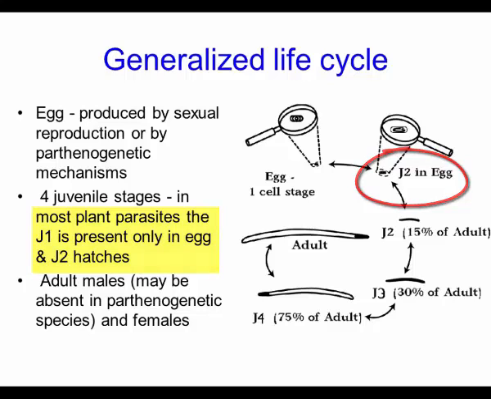In general, a J2 and a J3, the next juvenile stage, and a J4 differ from the adults only in size and the development of the sexual structures. Mature adults obviously have mature developed sexual structures where they're just primordia in the juvenile stages. And they vary in size. J2 may be like 15% of the adult, J3 30, and so on. So basically a pretty simple life cycle.